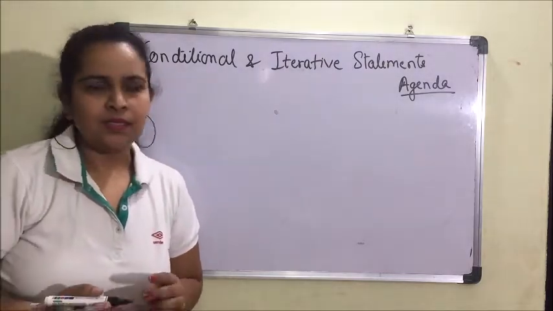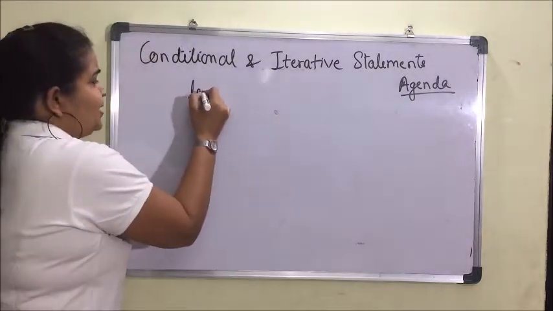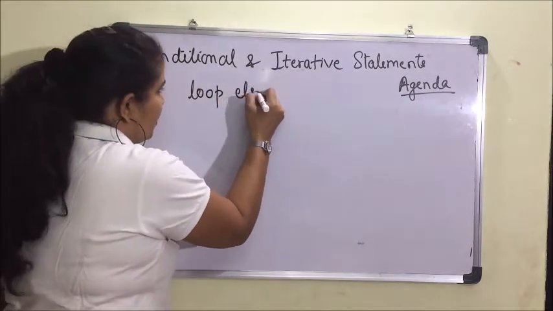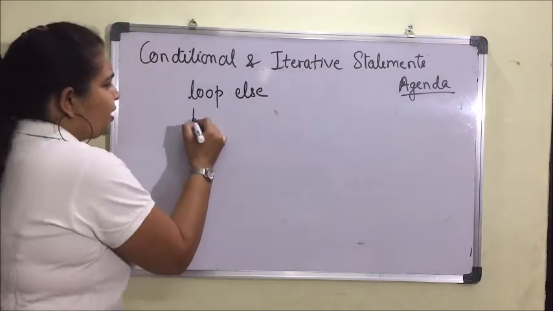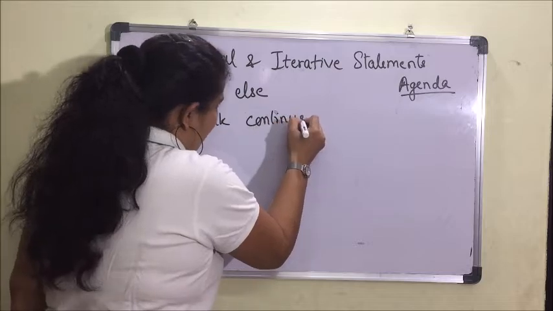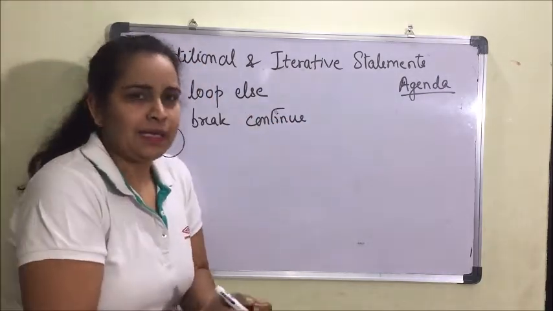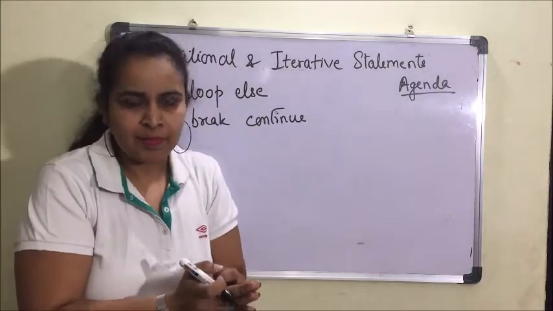Now the next thing is loop else, break and continue. See, loop else is used when the loop completely executes. It is not terminated in between.